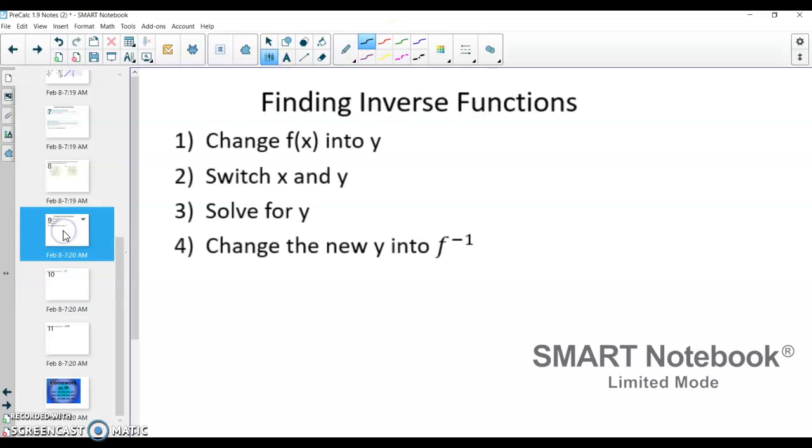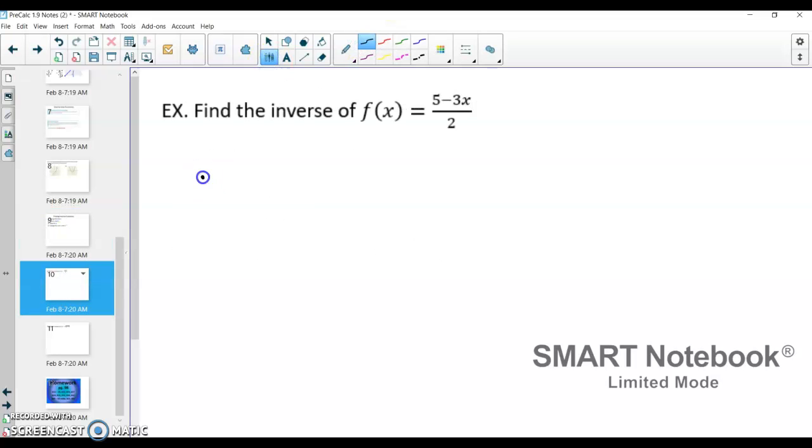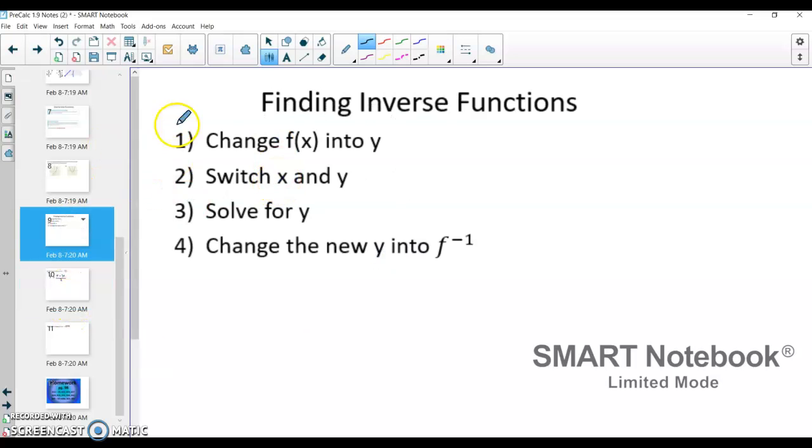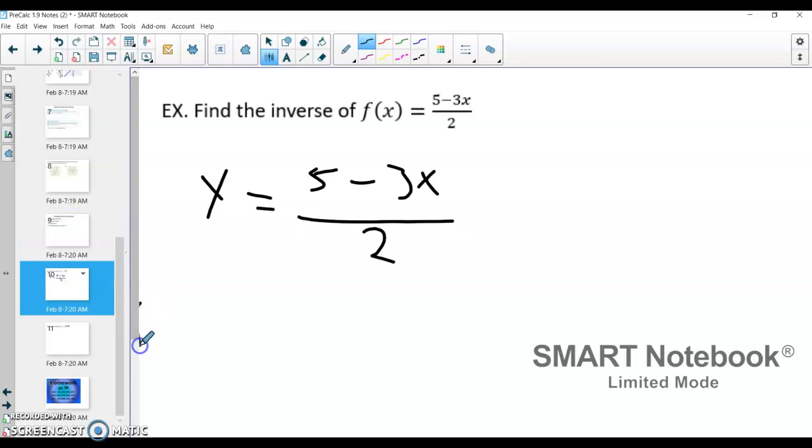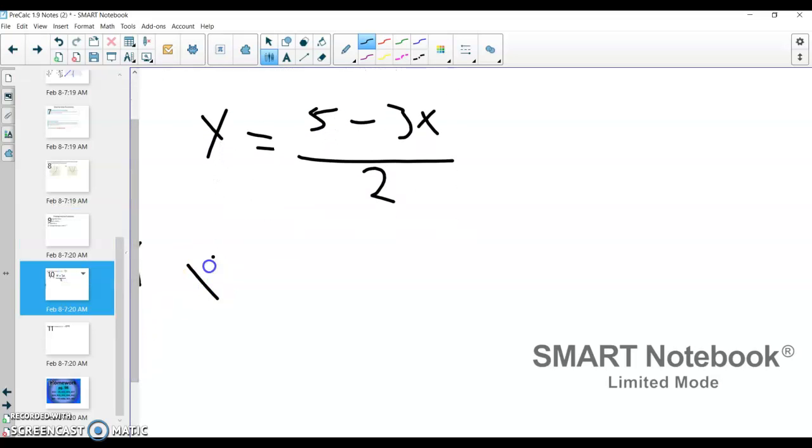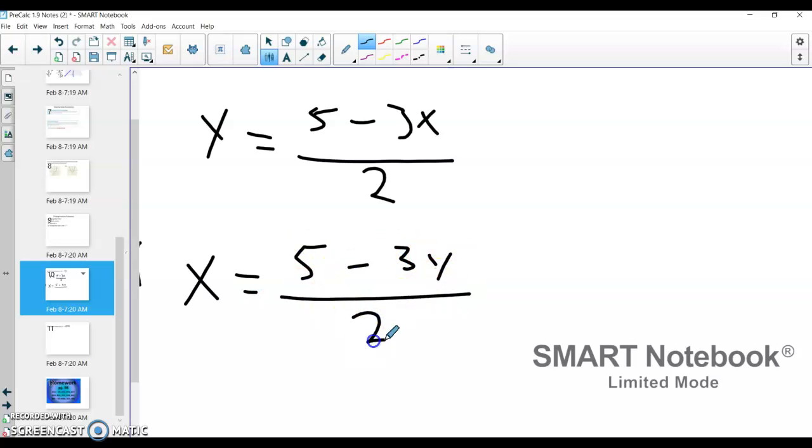Following our list here, we want to change f of x into y first. So this is y equals 5 minus 3x divided by 2. And then we want to switch our x's and our y's, and then we're going to solve for y. So what that looks like is x equals 5 minus 3y over 2. And now I've got to solve for y.